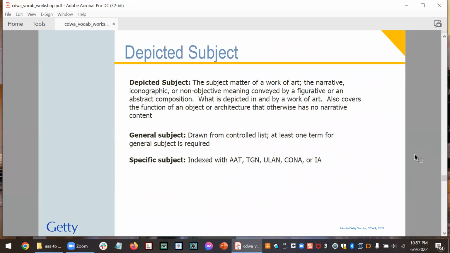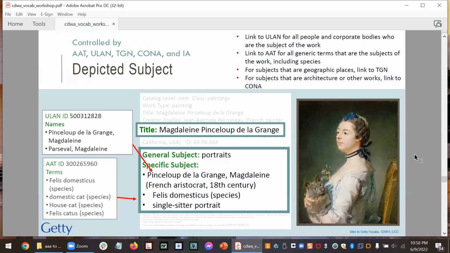Depicted subject. Now, this is a module in itself, how to assign subject terms, but just in brief here, CDWA and CCO recommend a general subject term. So one term that refers to the subject depicted in general sense. And then specific subject terms are also highly recommended, if not required, and these could be indexed with all of the Getty vocabularies. Here's an example of a young woman holding a cat. So in the title, we have her name. She can be linked to ULAN. And the cat linked to the species, linked to AAT and other things.